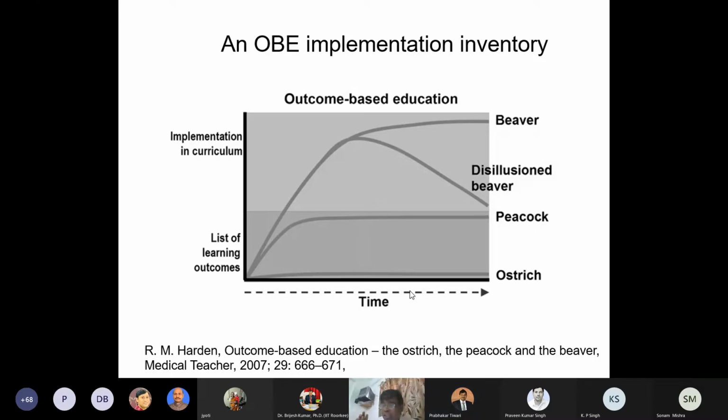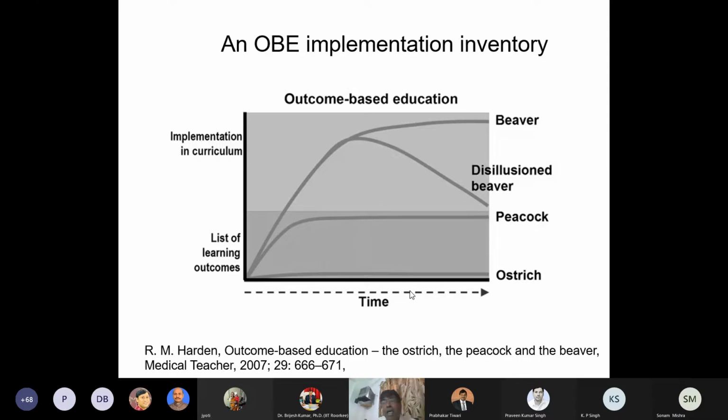Actually, the ostrich will not worry about anything, right? The peacock, at least, will dance when the season is there. That means there are people who dance only in some season. When the accreditation team comes, they dance. When the inspection comes, they dance. I think you can understand what I mean, right? Yes, sir.